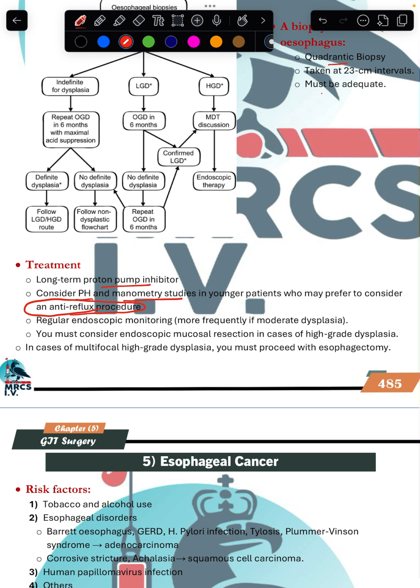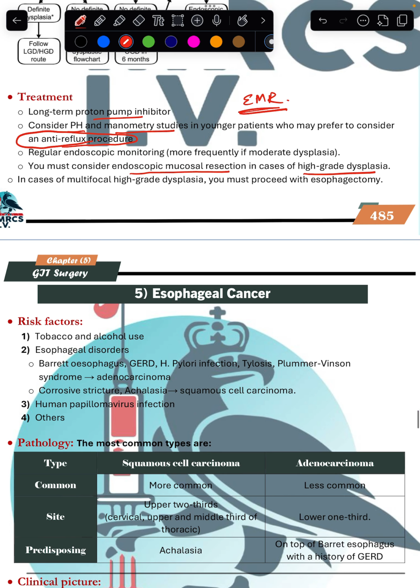You must consider endoscopic mucosal resection, EMR, in cases of high-grade dysplasia. In case of multifocal high-grade dysplasia, you must go for esophagectomy. Multifocal means there is more than one site, then you have to go for esophagectomy.